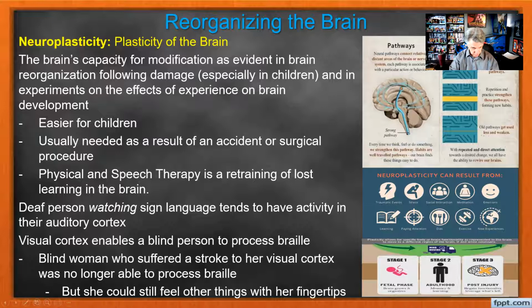As a matter of fact, studies showed a blind woman who suffered a stroke to her visual cortex, it affected the way that she felt, even though it was her vision, because she had rewired herself to go that particular way. Physical therapy, speech therapy, it's retraining lost learning of the brain.